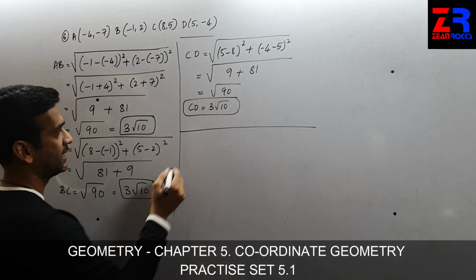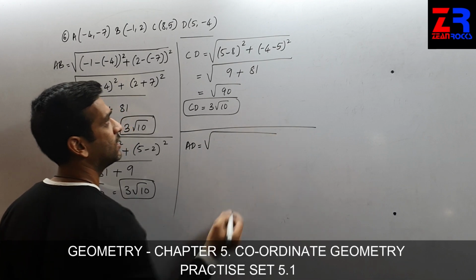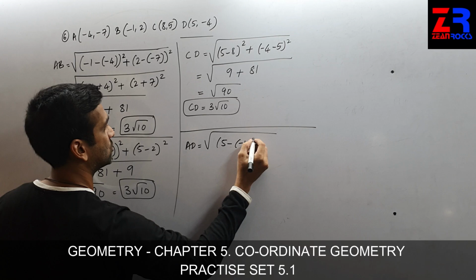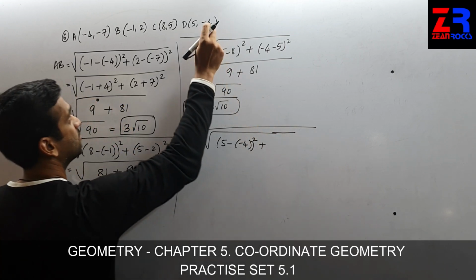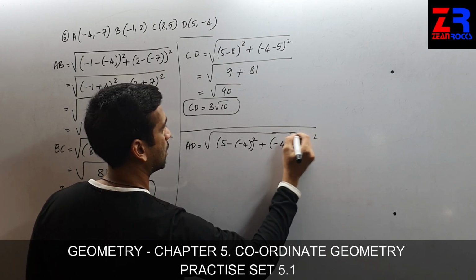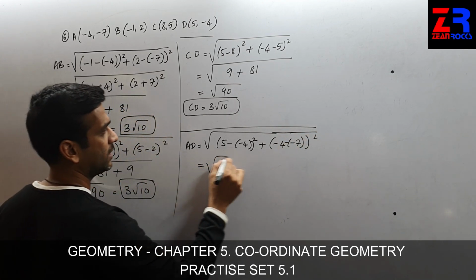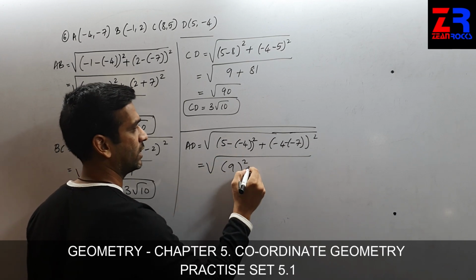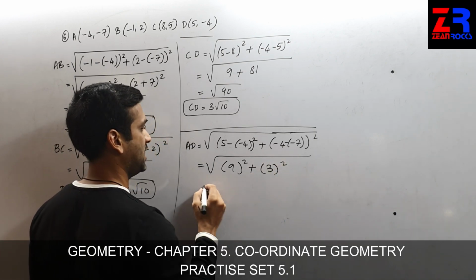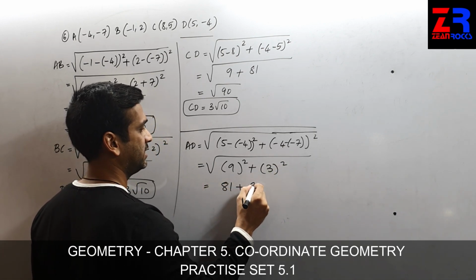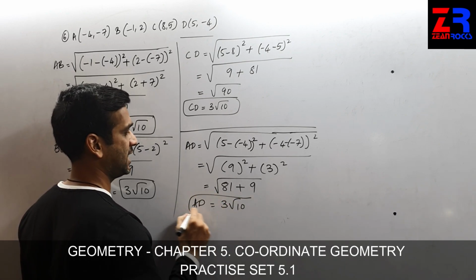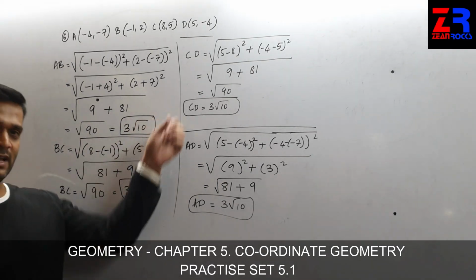Next is AD. AD is once again the same formula: first term minus first term. 5 minus of minus 4 square plus minus 4 minus 7 square. So it will be 5 plus 4, 9 square, minus 4 plus 7 means 7 minus 4 is 3 square. Same answer. 9 9s are 81 plus 3 3s is 9. So AD will be 3 root 10. Same answer. All the values are same.